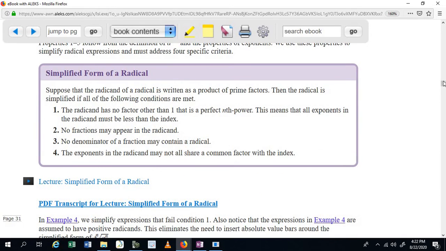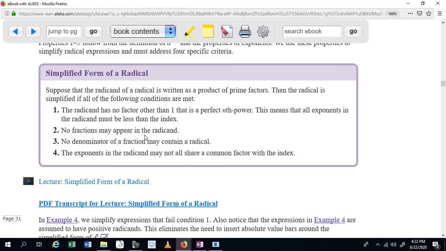Okay, so let's talk about what it means to be a simplified form of a radical. There's actually 4 conditions that we have to meet to be a simplified form of a radical. The first one is the radicand has no factor other than 1 that is a perfect nth power. And so what this means is that all exponents in the radicand must be less than the index. So I think that's the key to remember here. All the exponents in the radicand must be less than the index.